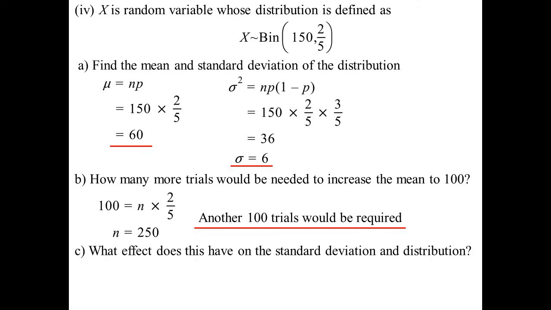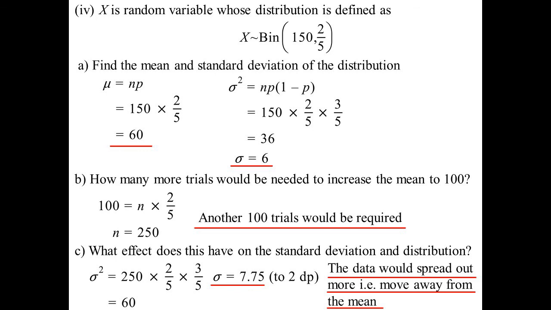Now, how would that change the standard deviation and its overall distribution? Our variance now becomes 60. The standard deviation is 7.75. So how does that affect the distribution? The data is now going to be more spread out because the deviation is larger. And the deviation is a measure of spread. So how far away from the average are we? So our data is going to spread out.